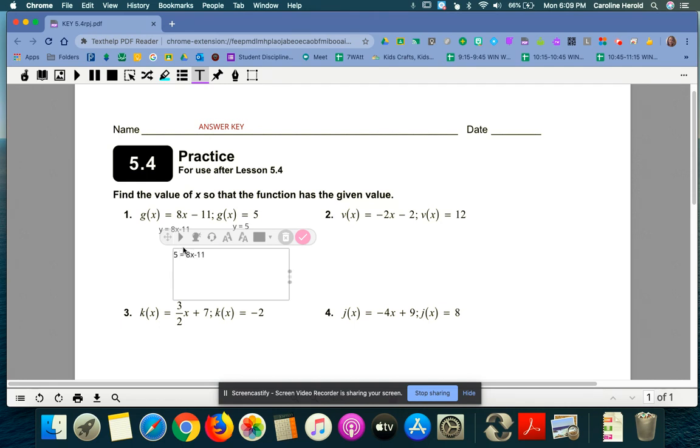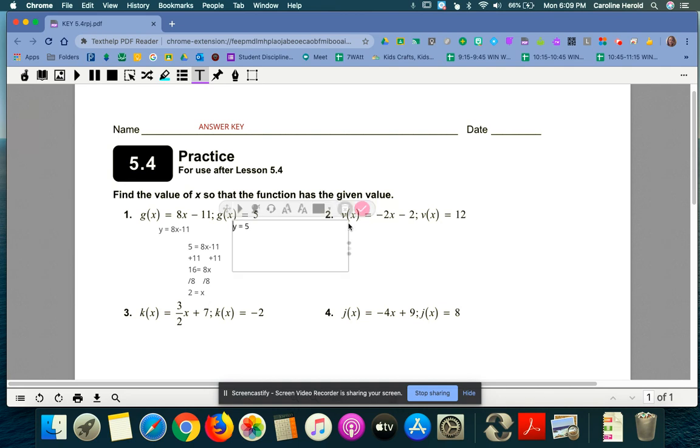So then I would solve this by adding 11 to both sides, and I get 16 equals 8x. And if I divide by 8 and divide by 8, then I get 2 is equal to x. So really, all I'm doing when I'm solving this problem is substituting the value of the function as y into here. So it's kind of working backwards. Instead of putting in x, this time we're putting in y and solving for x.